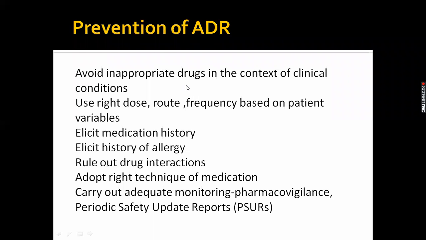So what we can do with all these shortcomings is we should avoid using inappropriate drugs, or minimize as much of the drugs which we are commonly using. Then use the right dose, route and frequency. For example, nowadays people are taking a lot of azithromycin tablets and ivermectin tablets, which they actually don't know how to take, what to take, when to take, all these things. But people keep on using these things.